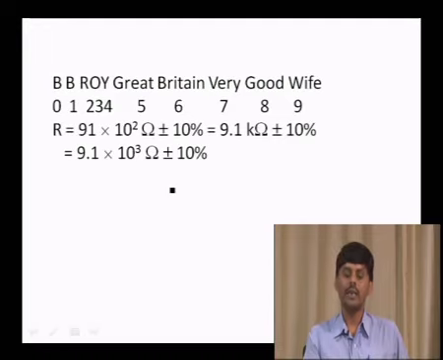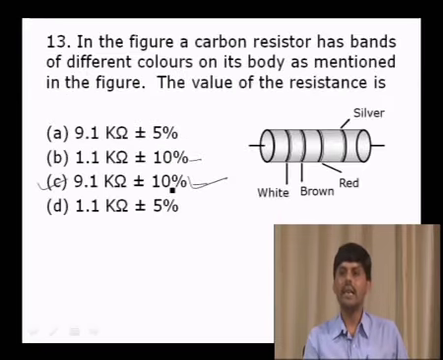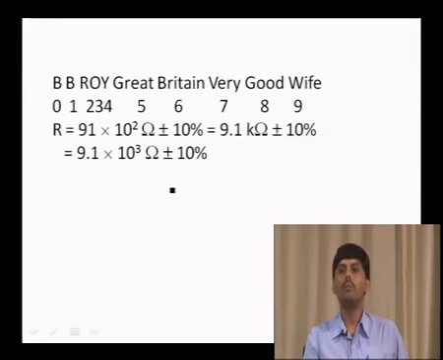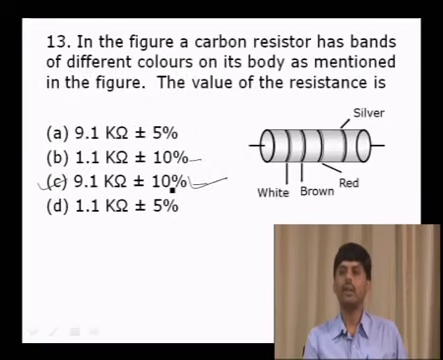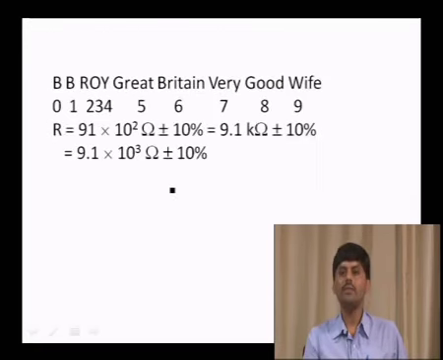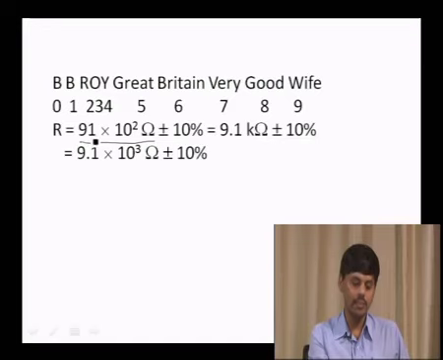Here the first color is white, white has 9, therefore I am taking 9 as the first significant digit. The second color is brown. Brown has 1, so the second digit is 1, that is 91. Over. Followed by the third band, which is red. Red means the value is 2, therefore 10 power 2. So this is white, this is brown, and this is red, plus or minus silver, that is 10%.